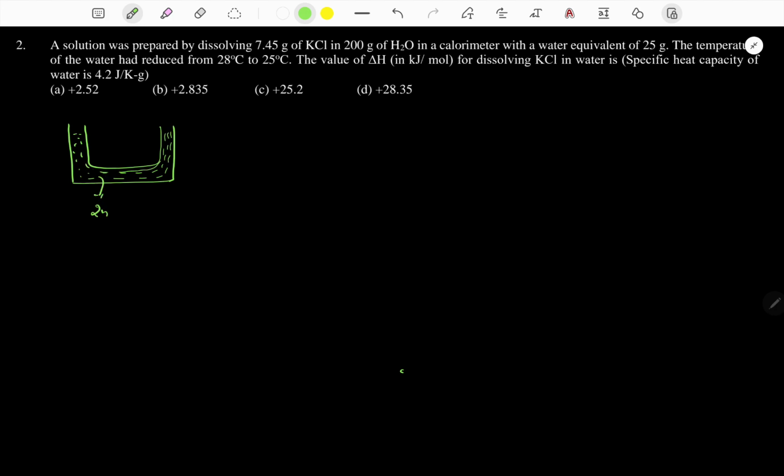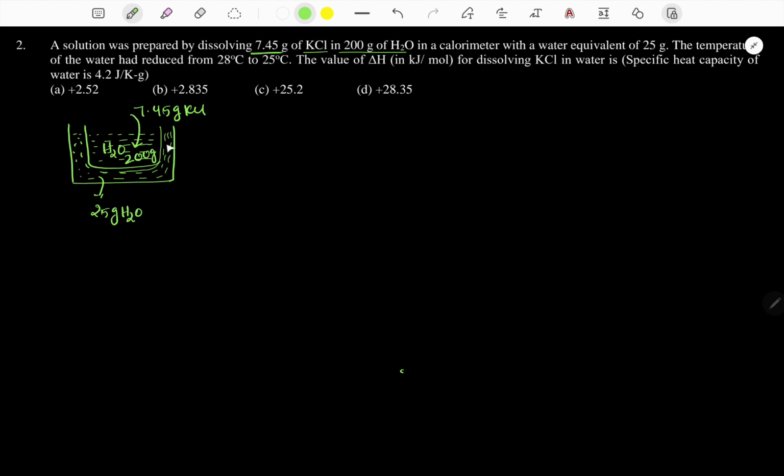And it is 25 grams of water. In the question it is also mentioned 7.45 grams KCl dissolved in 200 grams of water. So it is also water, a solvent for dissolving KCl. So 7.45 grams of KCl dissolved in 200 grams of water. The temperature of the water reduced from 28 to 25.